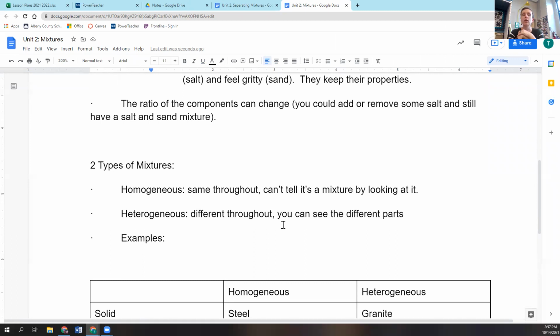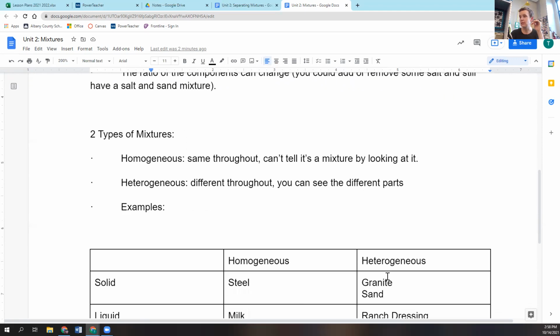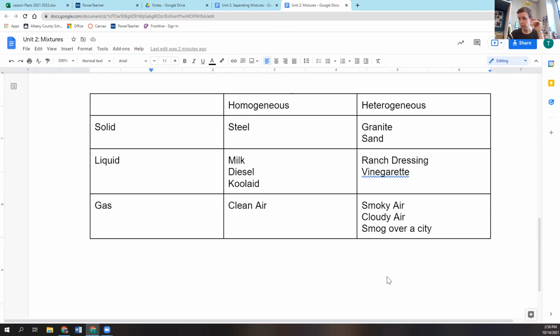Okay, now we're going to go through solid, liquid, and gas examples of each of these mixtures. So pause if you need to, and then we're going to make a table, homogeneous in one column, heterogeneous in the other, and then go through solids, liquids, and gases. So here is that table. Remember, homogeneous mixture is the same throughout. An example of a solid homogeneous mixture is steel.